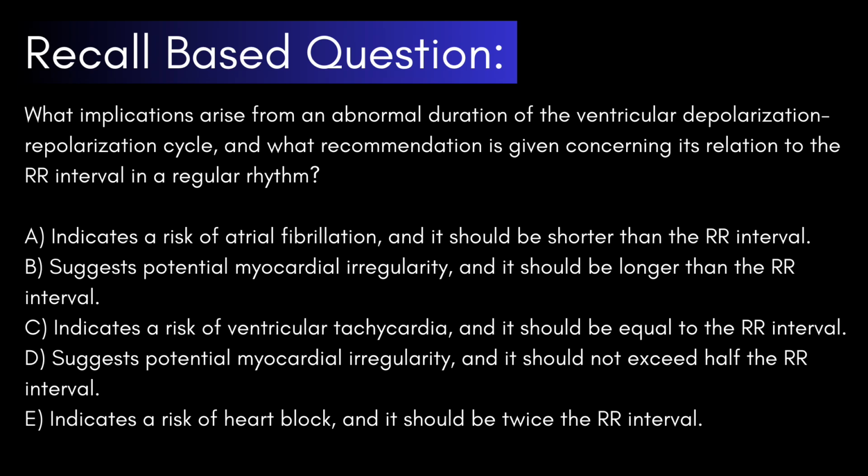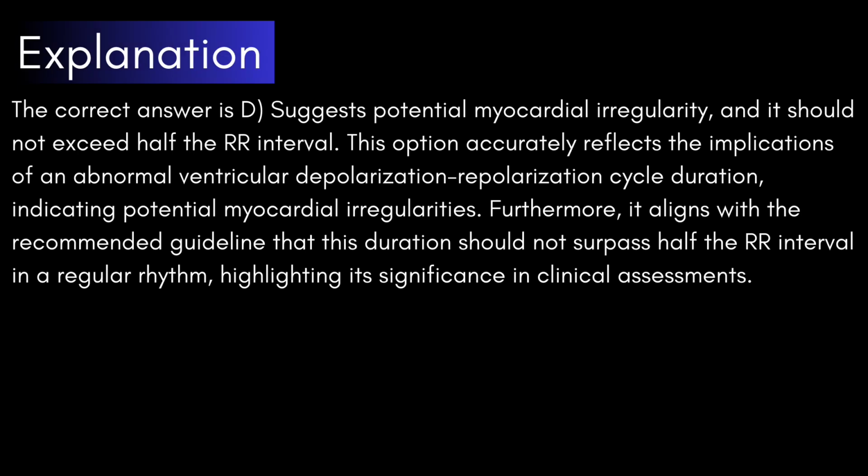All right, I think I gave you guys enough time here. I'm going to move on to see what the correct answer is and what the reasoning behind it is. If you need more time, feel free to pause the video. Otherwise, moving on now. The correct answer is option D. Suggests potential myocardial irregularity, and it should not exceed half the RR interval.